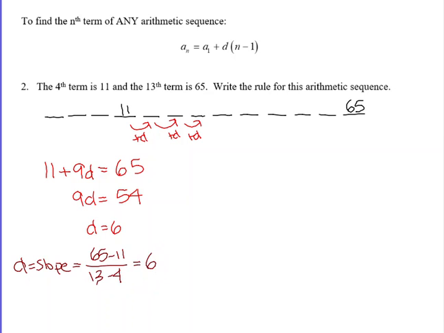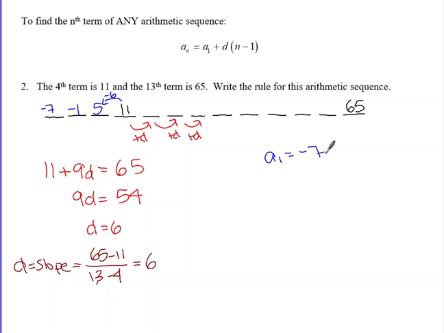Again, there are two ways to figure out the first term. Since we know that you add 6 to get to the next term, we could subtract 6 and figure out what the previous terms are. Subtract 6, subtract 6, and find that the first term is negative 7.